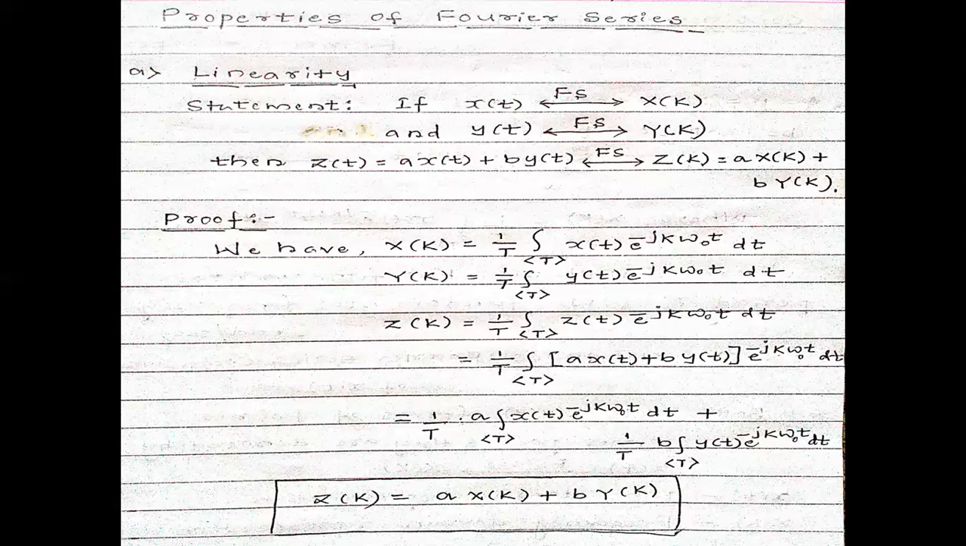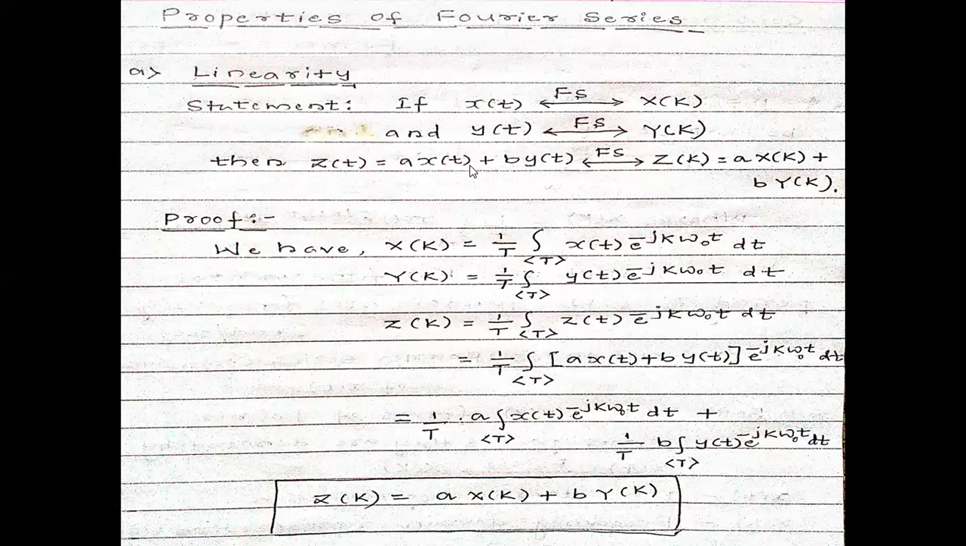What do we mean by linearity? Whenever the input is the weighted sum of two input signals, x of t and y of t, and their weighted sum is z of t. Now let us scale each individual input by some scalar values a and b, where a and b are any constant values.